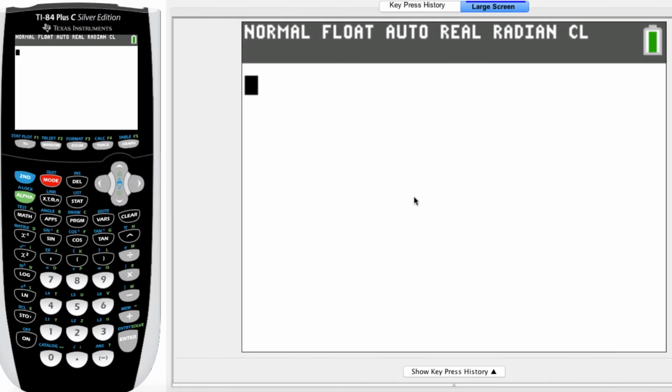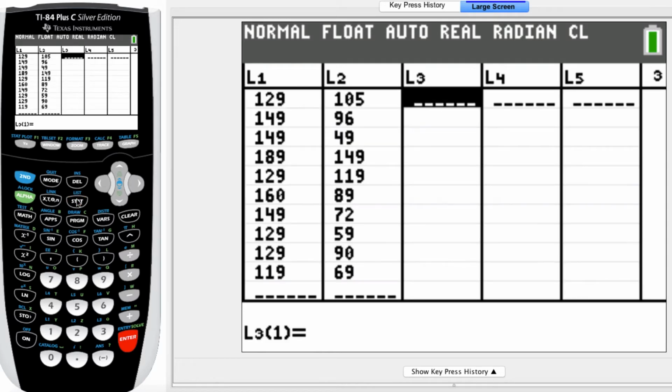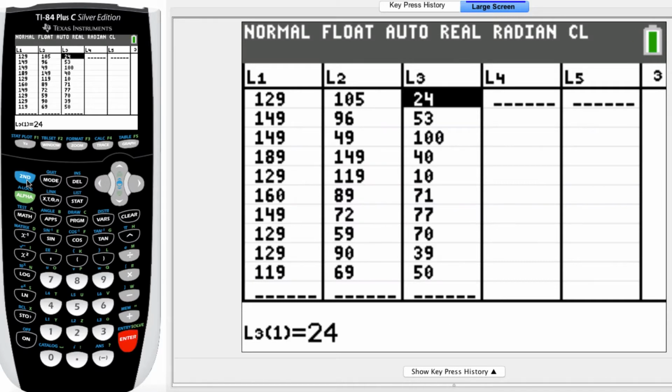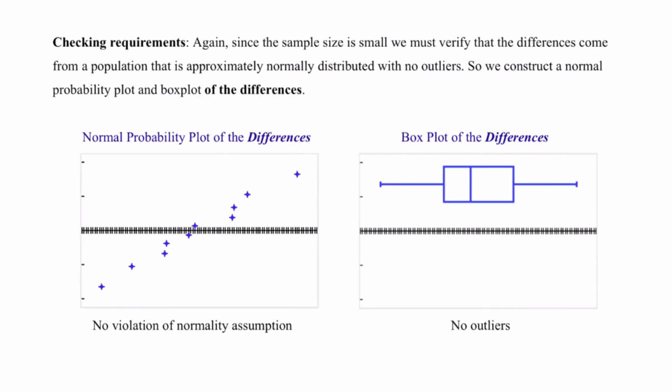Heading over to our calculator then, I'm hitting Stat and then Edit to get into our lists. I've put data into my L1 and L2 already. Going up to L3, I'm going to hit Enter to define L3, and we're defining L3 as L1 minus L2. Hitting Enter, it will compute the differences for us from each row, and L3 now represents our list of differences. Now that we have our list of differences in L3, we need to check our requirements.